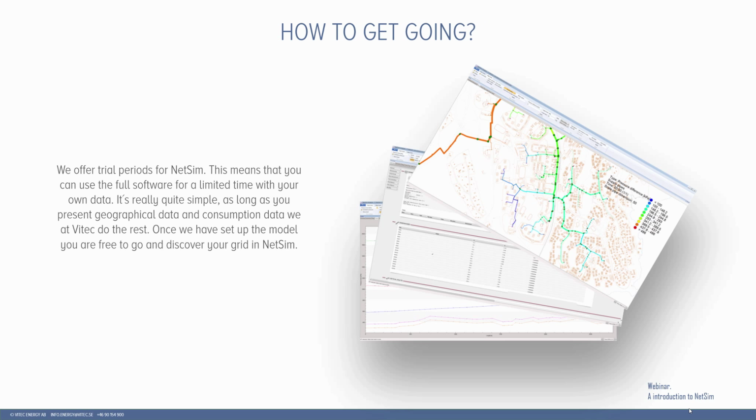So how to get going with NetSim? We can offer trial periods of the system. This means that you will have access to the full software for a limited time with your own data. And it's quite simple, really. What we need in order to present this is some geographical information from the Geographical Information System, the GIS, and we also need some consumption data, often from the billing system. Then we at VTech will do the rest in order to set up this model so you can then go and discover your own grid in NetSim.